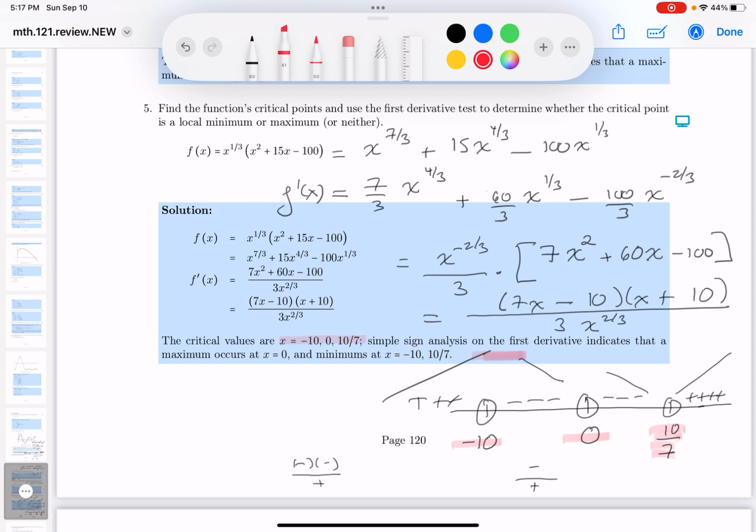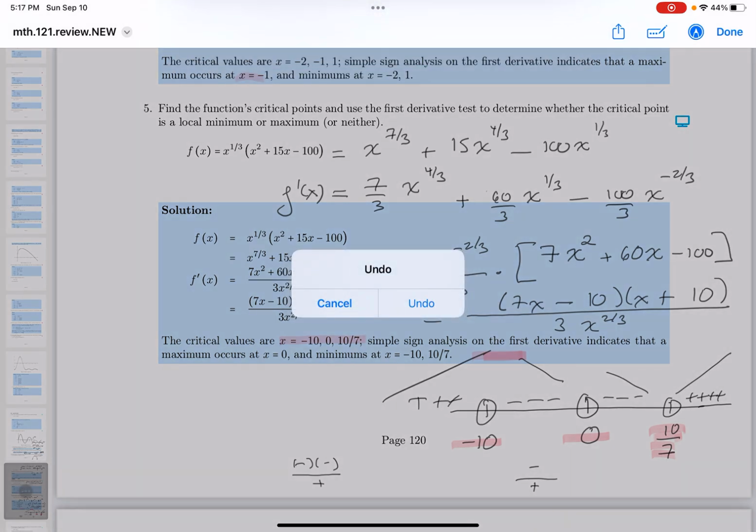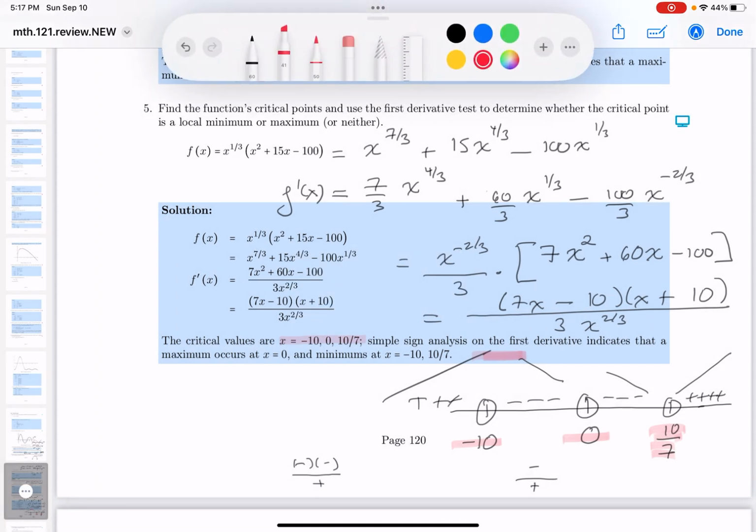Maybe I did something weird here. Let's see. You know what? My notes are wrong again. I got to correct them. I don't know if this happened to me, a copy paste or something. So let me just cancel out of here. Let me read that. I got that simple analysis. First derivative indicates that a maximum occurs at 0. That is incorrect. The minimums occur. That's also incorrect. These are going to be maximums. When I say that, local.